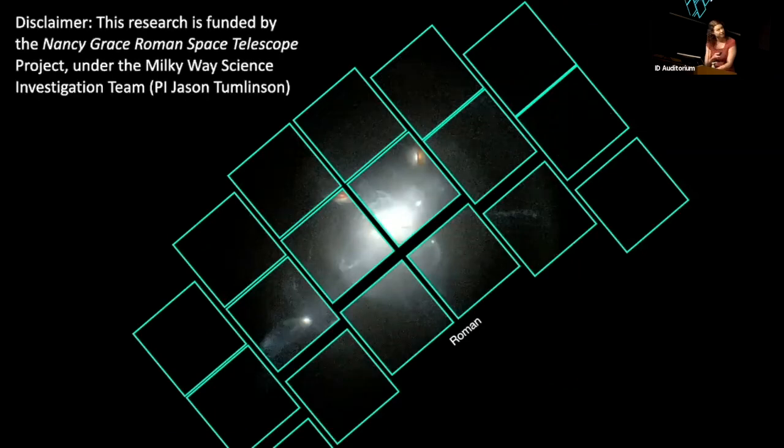Now, as a quick disclaimer, my research is funded by the Roman project, so I'm pretty much contractually obligated to tell you how cool Roman data is going to be, but that doesn't necessarily mean it's untrue. So one of the things that I'm currently working on is making predictions for what we can expect Roman to see when we use it to observe nearby stellar halos.